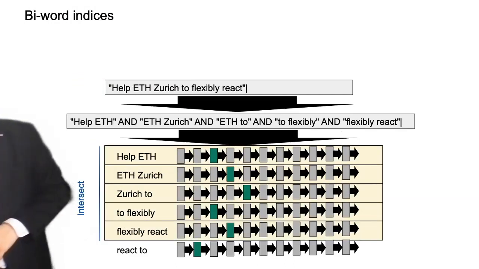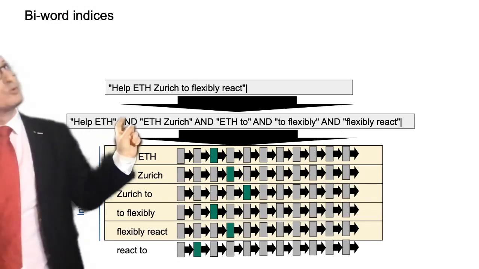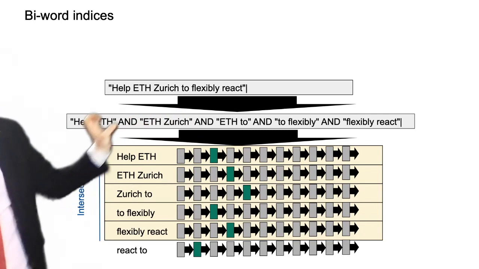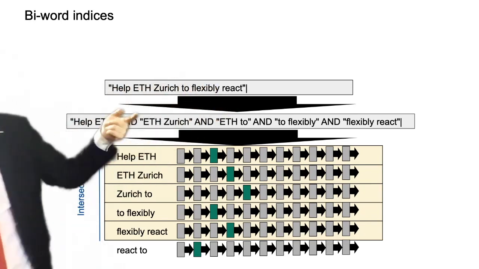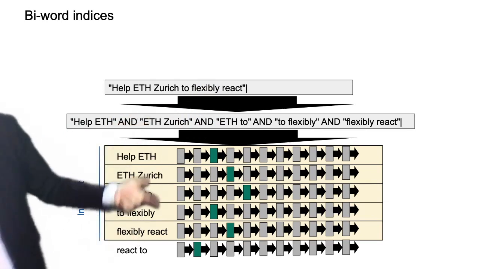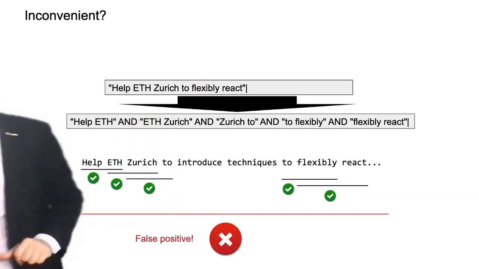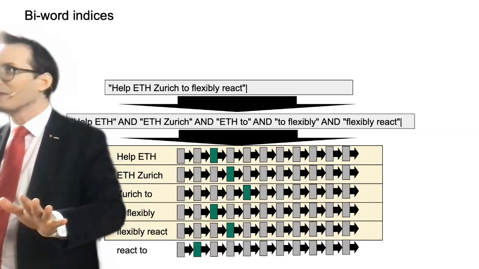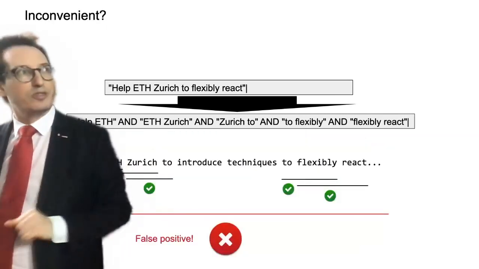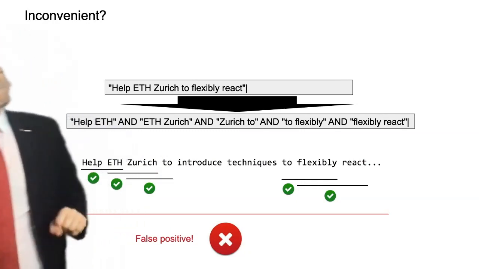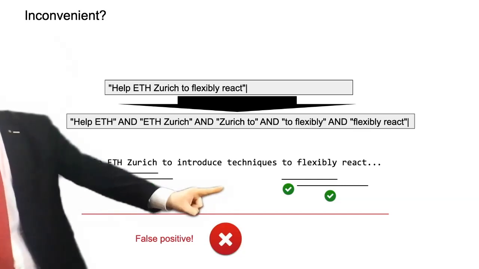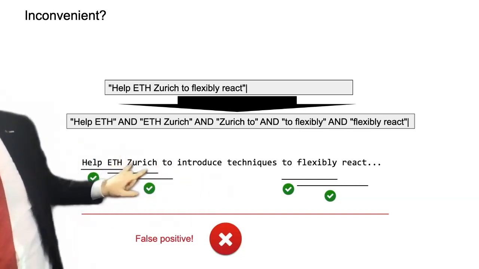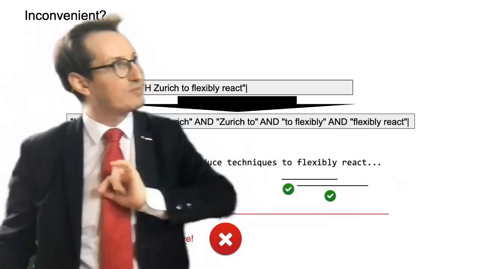However, what about this query? It's made of 6 words. Well, we could decompose that into help ETH and ETH Zurich and Zurich 2 and 2 flexibly and flexibly React. Then we look up all of these posting lists and intersect them, right? Does that make sense? However, you're going to end up with false positives. Why? Because in that case, you might have this document here that is returned because it has all of them: help ETH, ETH Zurich, Zurich 2, 2 flexibly, flexibly React.